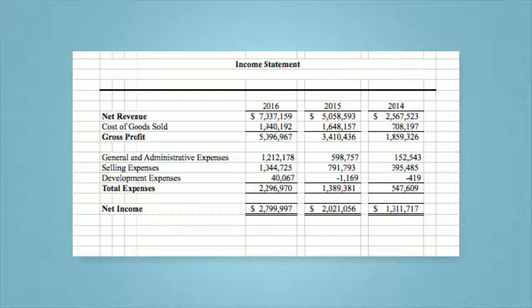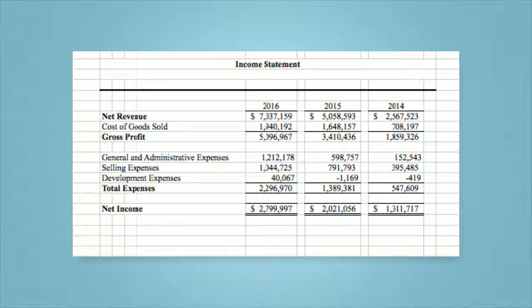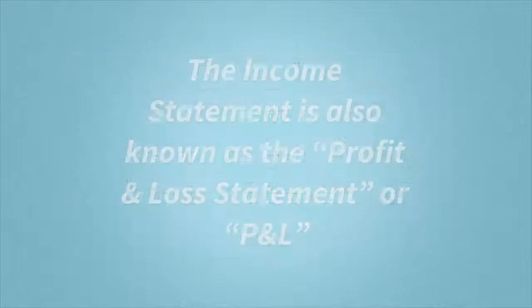As you can see, it starts with net revenue less cost of goods sold equals the gross profit. Then you sum up your expenses, so gross profit less expenses equals net income. Just to summarize the income statement equation, that is net revenue less cost of goods sold equals gross profit. Now you have the gross profit, you subtract expenses, and that gives you net income.